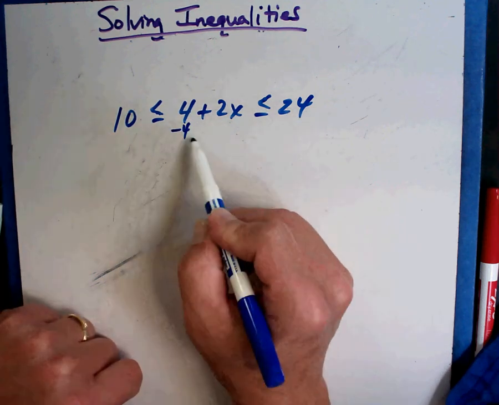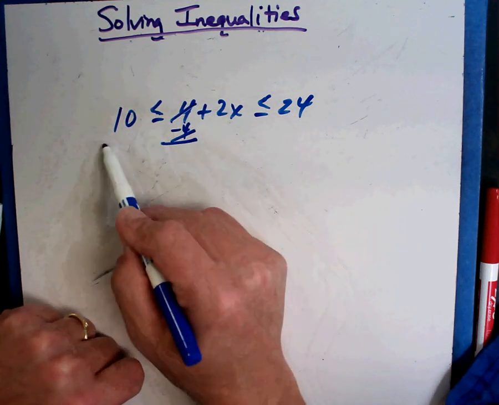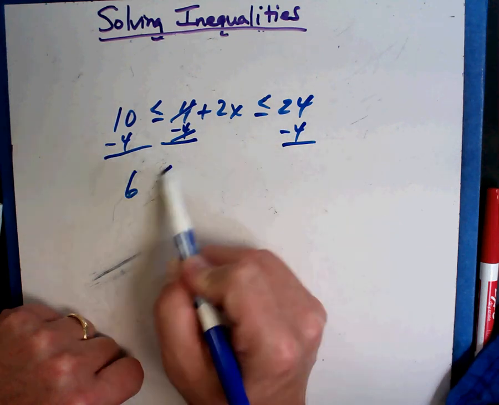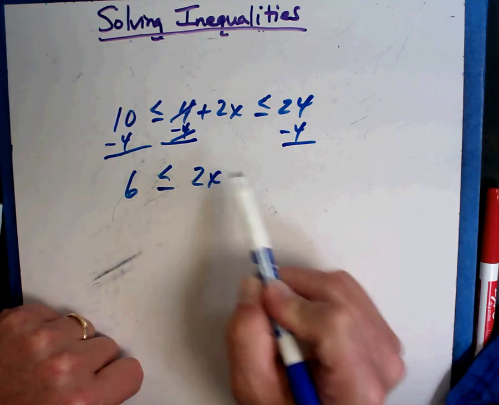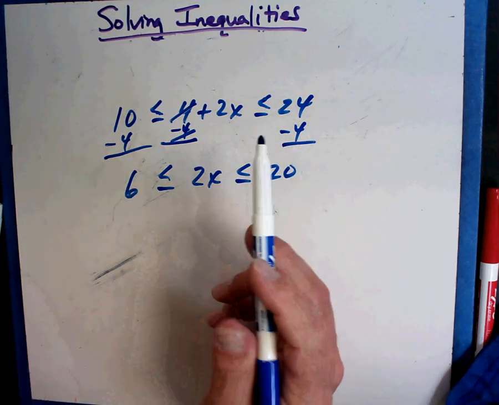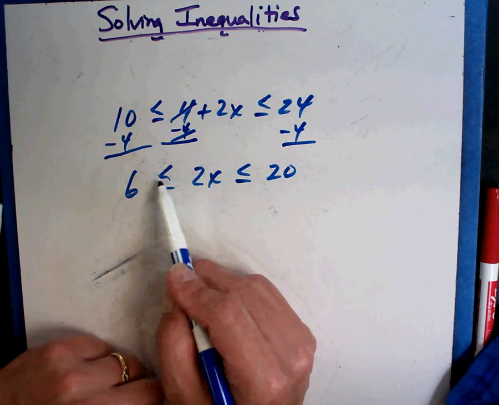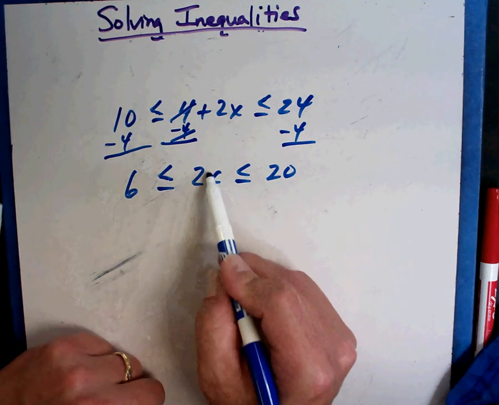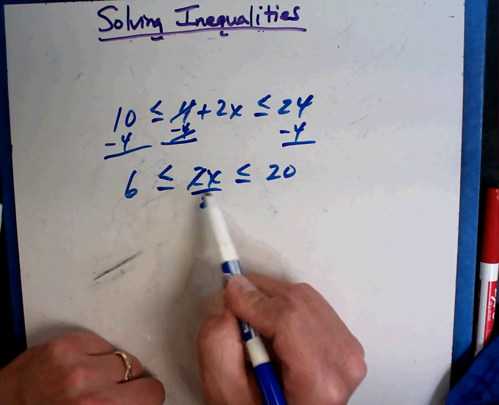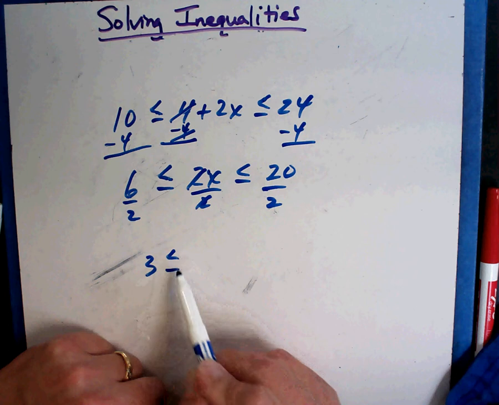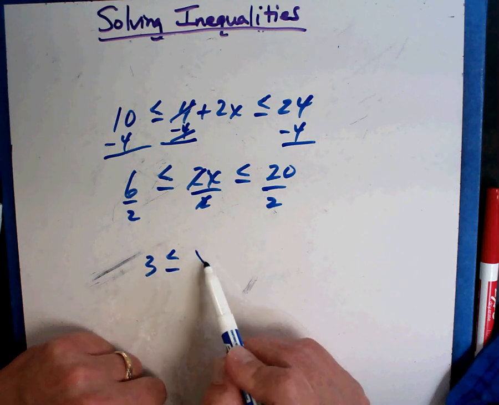So I'm going to take out a 4. Here's a little bit of a trick here. If you do it on this side, you have to do it on this side because it goes with both. So 6, 2x, 24 minus 4 is 20. Now I didn't divide yet by anything, so the sign still stays the same direction. Now it's 2x. I want to solve for x, so I'm going to divide by 2. And so 3, was it a negative? No, so I don't flip the sign.